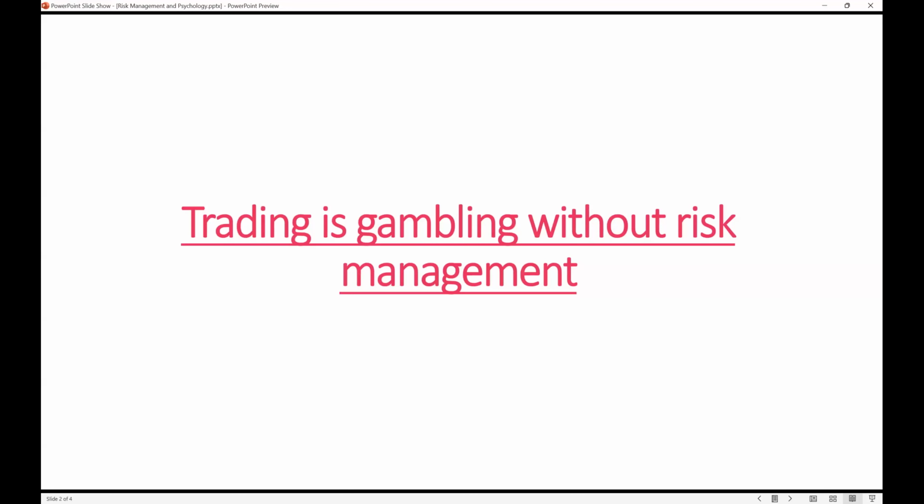Trading is gambling without risk management. This is really important. A lot of people don't realize that trading is gambling, because they think trading is going to be a lot less risky, but that's not really the case. In my opinion, trading is actually more risky than gambling, because if you go to a casino, you're usually almost right 50% of the time, depending on what you play.